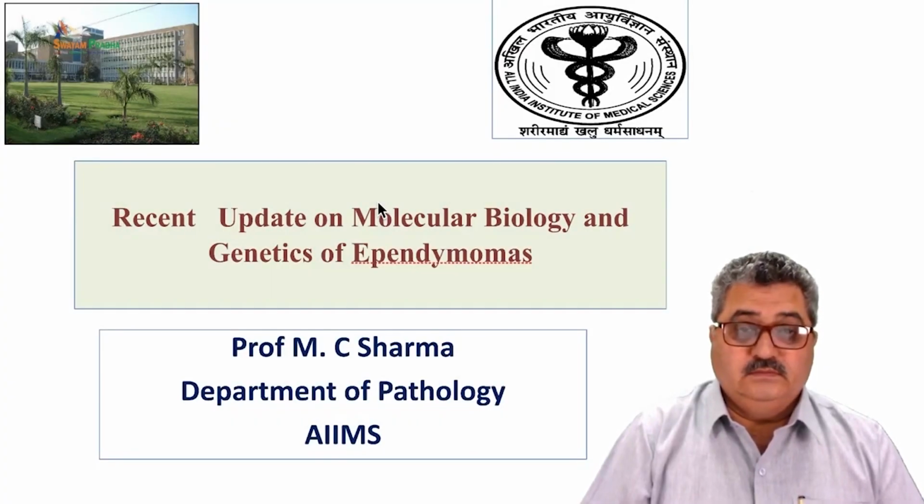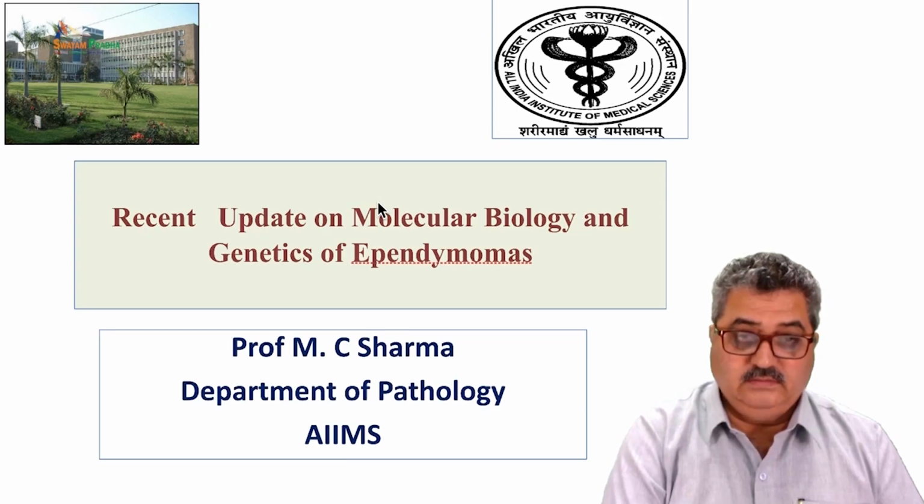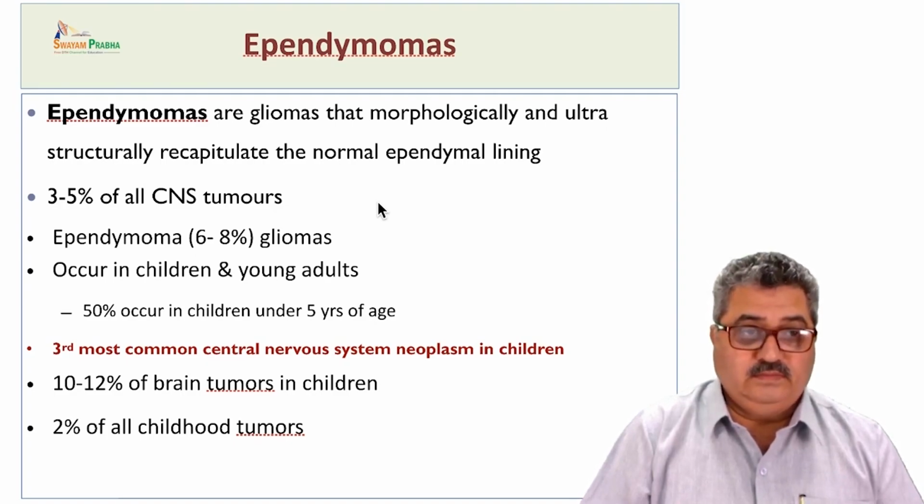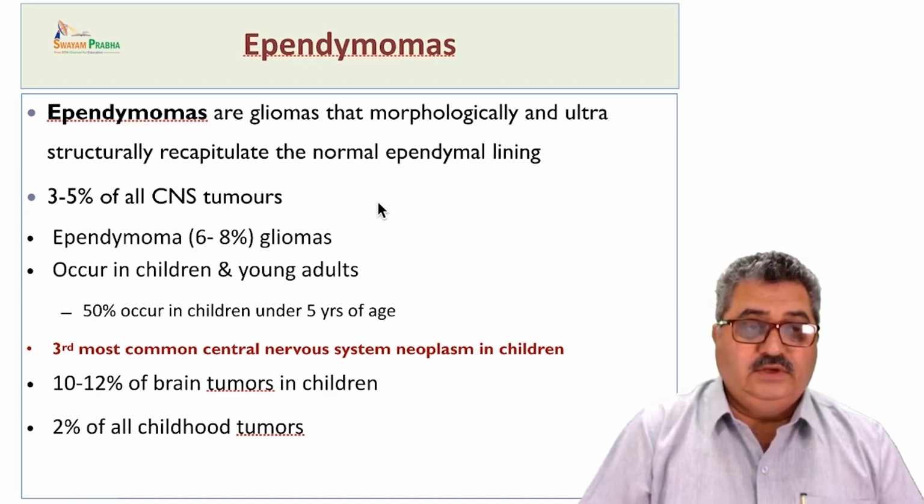Respected chairperson and audience, for the next 20 minutes I am going to talk about the molecular biology of ependymomas and what the updates have been in the last couple of years. Ependymomas are a type of glioma which morphologically and ultrastructurally recapitulate the normal ependymal lining. They comprise about 3 to 5% of all CNS tumors and 6 to 8% of all gliomas.